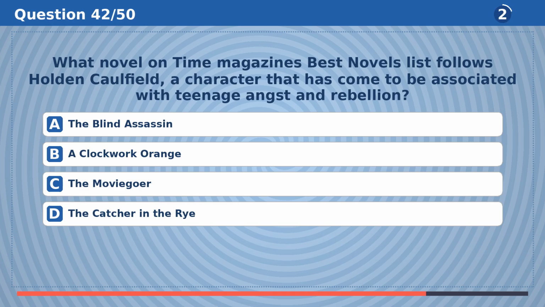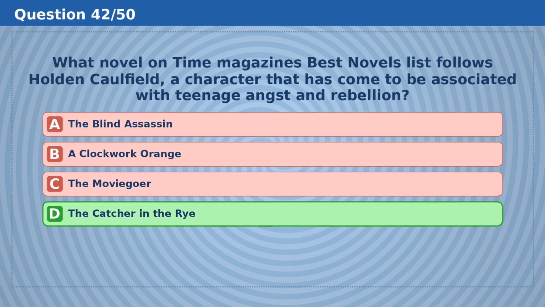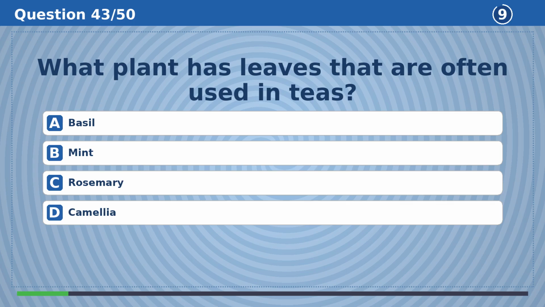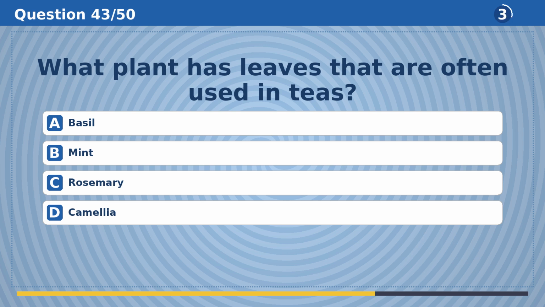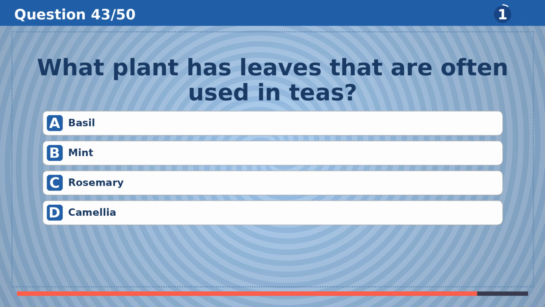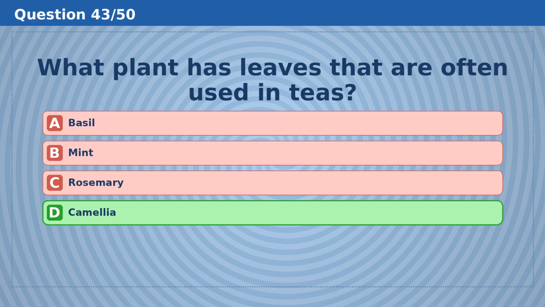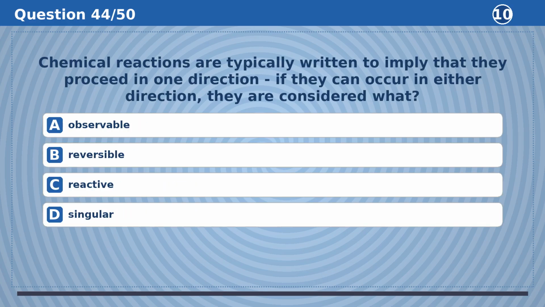What novel on Time magazine's best novels list follows Holden Caulfield, a character that has come to be associated with teenage angst and rebellion? The answer is D. The Catcher in the Rye. What plant has leaves that are often used in teas? The answer is D. Camellia.